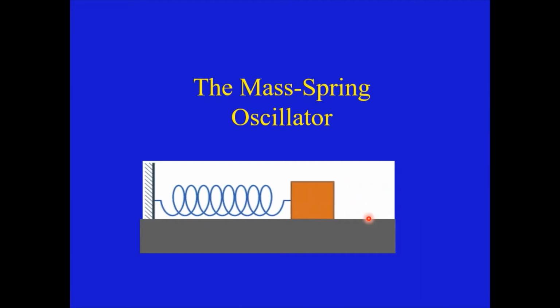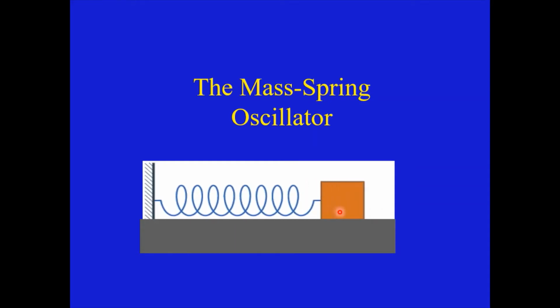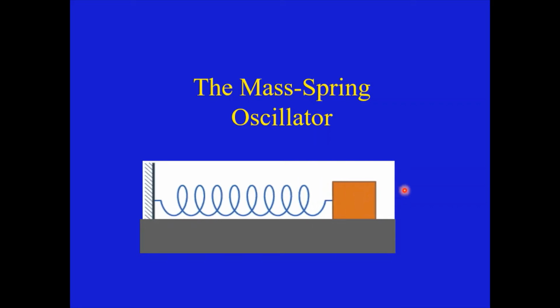And due to conservation of energy, this system actually just keeps vibrating or oscillating back and forth as long as there's no friction or air resistance. So we're going to look at the energy of this system and also come up with a formula to figure out the frequency of how fast this thing oscillates back and forth.